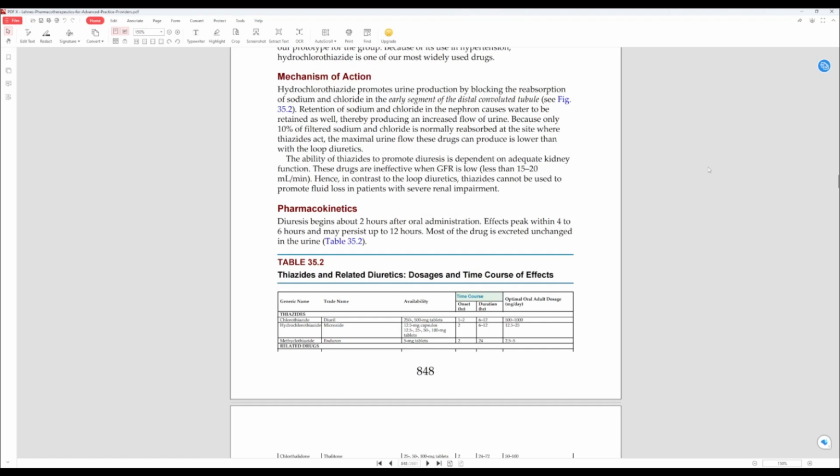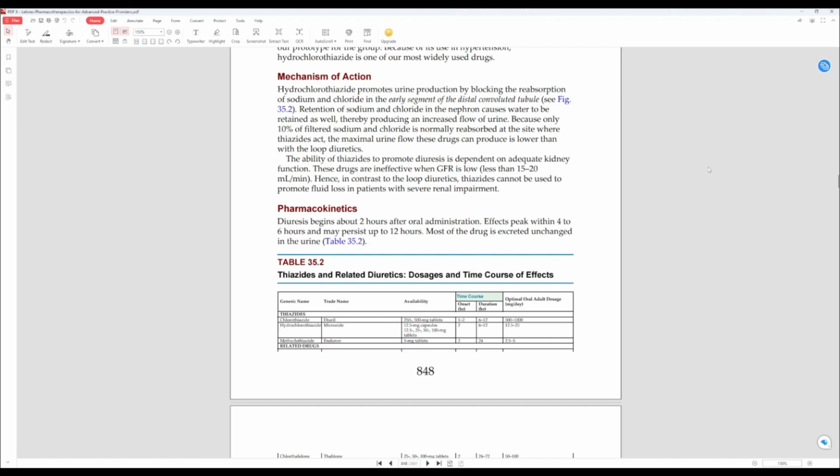Its mechanism of action promotes urine production by blocking the reabsorption of sodium and chloride in the early segment of the distal convoluted tubule. Retention of sodium and chloride in the nephron causes the water to be retained as well, thereby producing an increased flow of urine. Because only 10% of filtered sodium and chloride is normally reabsorbed at the site where the thiazide acts, the maximal urine flow these drugs can produce is lower than with the loop diuretics.